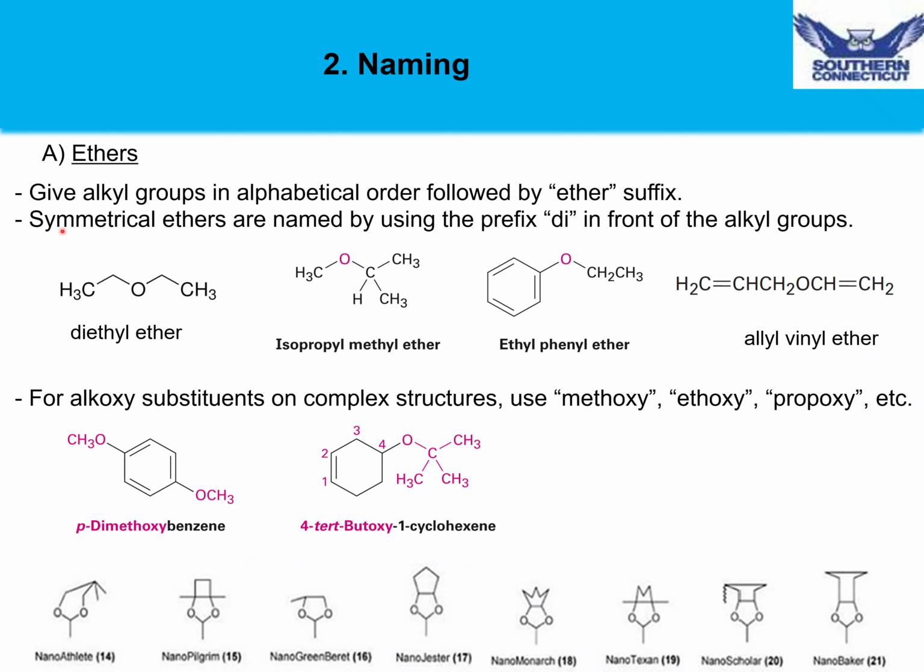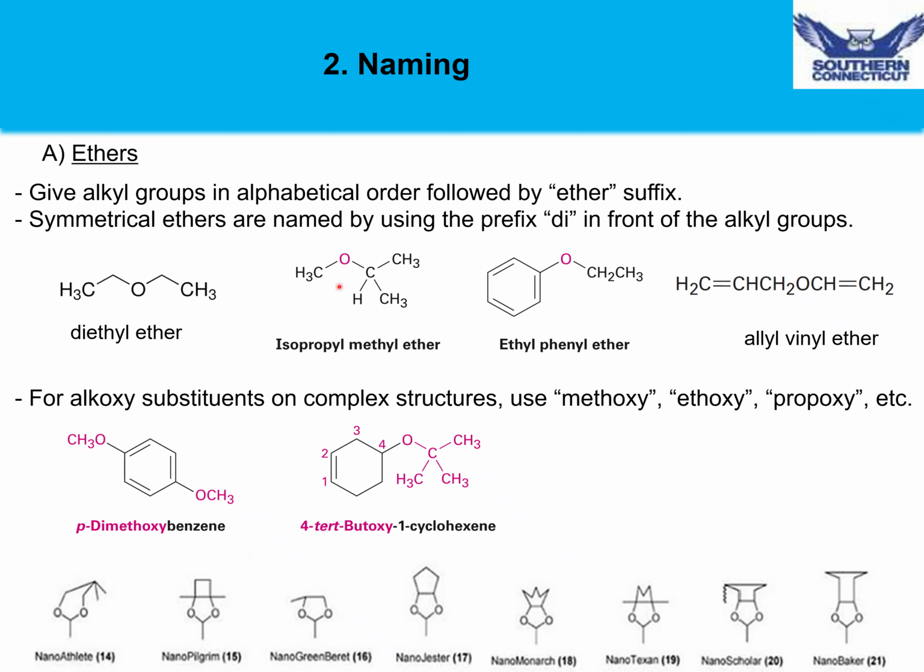Ethers are named by giving the alkyl groups in front of the suffix ether. If the alkyl groups are different, they would be given in alphabetical order. If they're identical, then we use the prefix di in front of the alkyl groups. As an example, diethyl ether contains two ethyl groups.